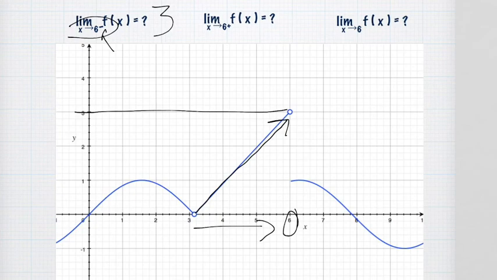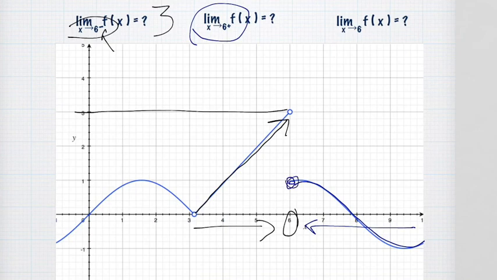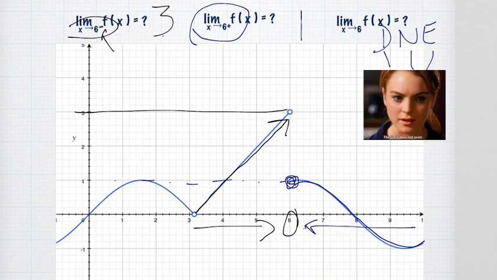Now, if you're looking for the limit coming from the right as it goes toward that 6, you're following that line, and it stops right here at 1. Since 3 does not equal 1, that limit does not exist. So we write that as DNE, the initials for does not exist.